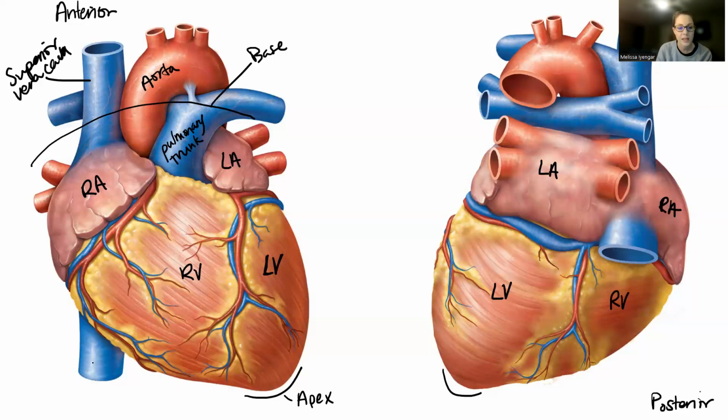And then there is a vein here that looks like it's in the back, and maybe you don't know where it's going, but it's actually attaching to the right atrium. This is the inferior vena cava.